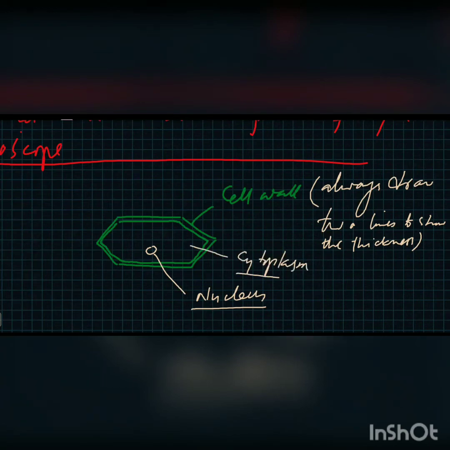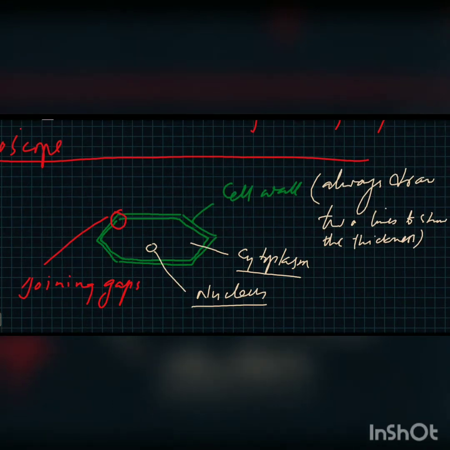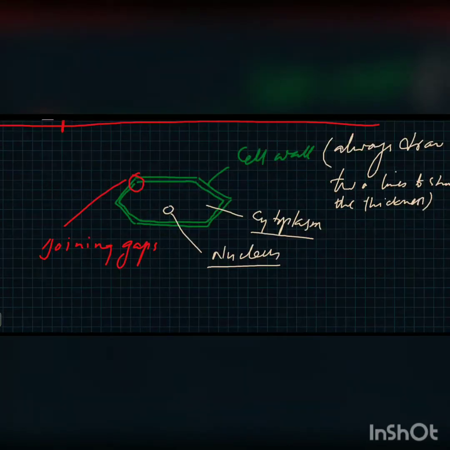So these are the structures that you can see under a low power of a light microscope. These joining gaps should not be there. You see, these are the gaps here. Joining gaps. So you will have some marks lost if there are joining gaps in your diagram. Okay, like this.